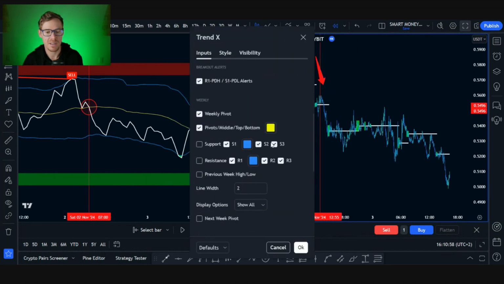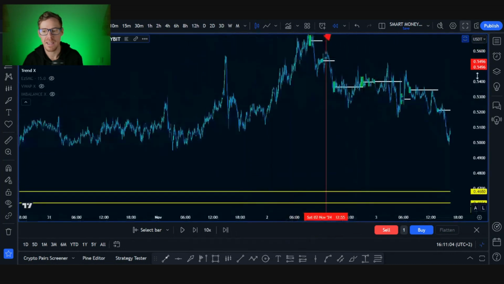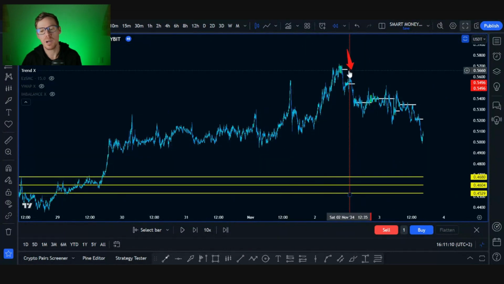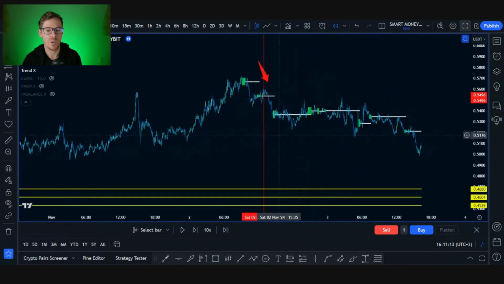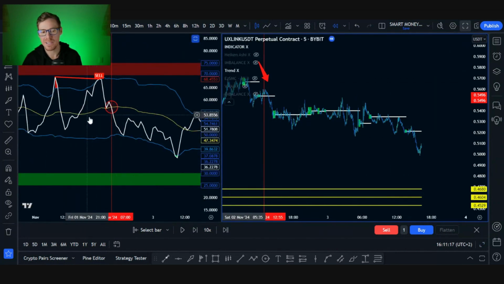I'm trying to get this to play now. Show all. Okay, so you can see at this point we're above the Trend X. So we are in a bullish frame, but there's obviously a point where a reversal occurs. And this is what TDI X is going to help us identify.